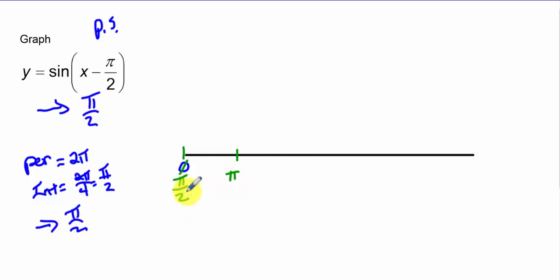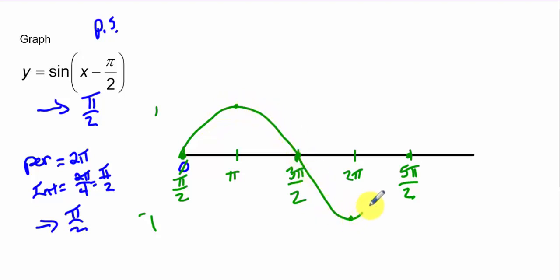So pi over 2 and pi over 2 is 2 pi over 2, which is pi. Then I have 3 pi over 2, 4 pi over 2, which is 2 pi, and then 5 pi over 2. Now notice, from pi over 2 to 5 pi over 2 is 4 pi over 2, which is 2 pi, and there's my period of sine. No change in the y values, but these are my new x's. So if there's no changes in the y values, then my normal sine graph is just going to pop up again. Here's my 1, here's my negative 1, and there's my graph.